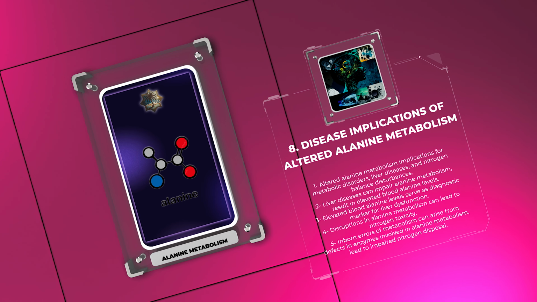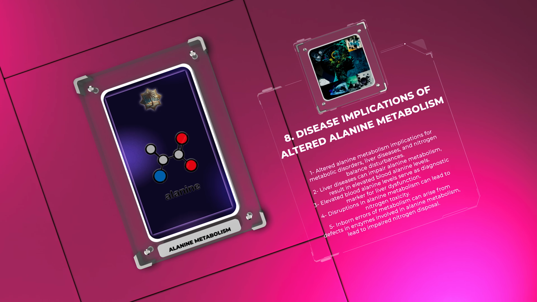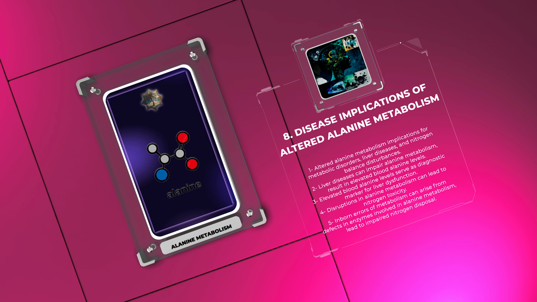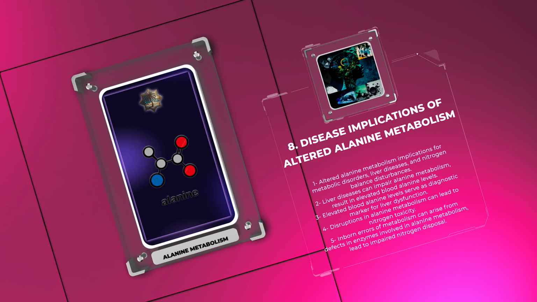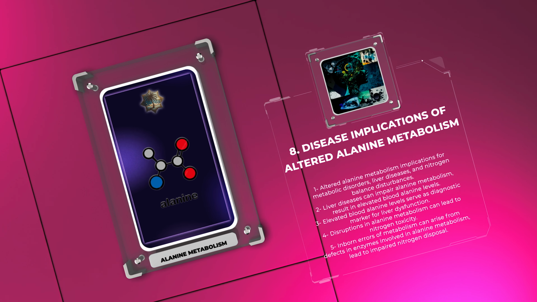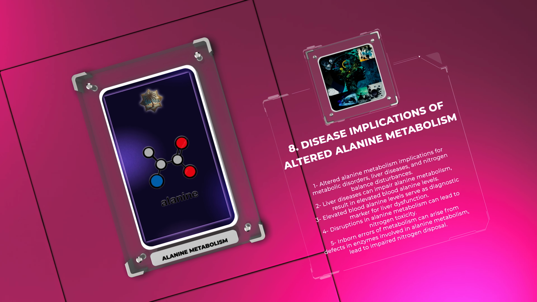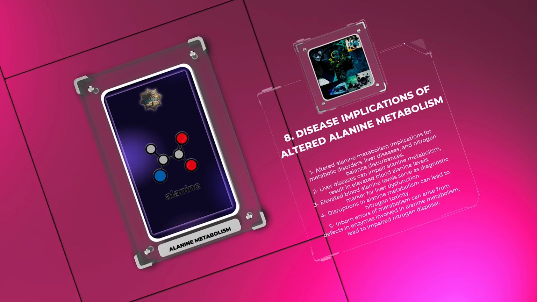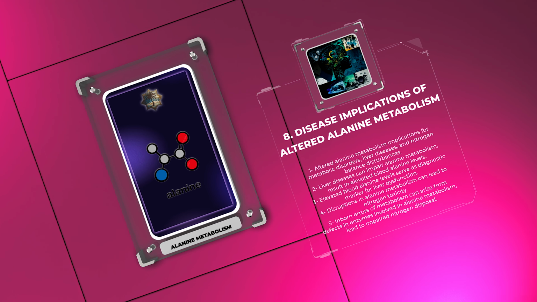Additionally, disruptions in alanine metabolism can impact nitrogen balance and lead to nitrogen toxicity. Certain inborn errors of metabolism, such as hyperammonemia, can arise from defects in enzymes involved in alanine metabolism, leading to impaired nitrogen disposal and resulting in ammonia accumulation. Understanding the disease implications of altered alanine metabolism aids in the development of diagnostic strategies, therapeutic interventions, and management approaches for individuals affected by such conditions.